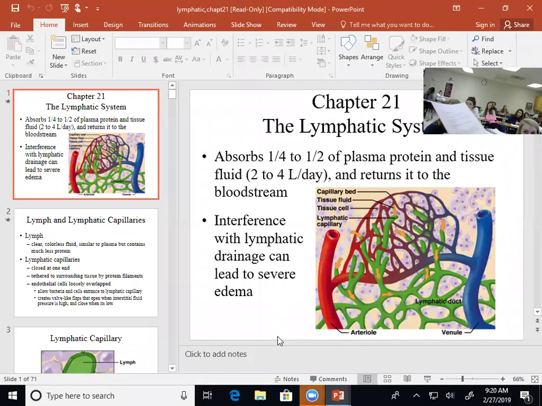This quiz today, it said the 4 cardinal signs of inflammation. What are the signs of inflammation? Red, swelling, heat, and pain. Good.